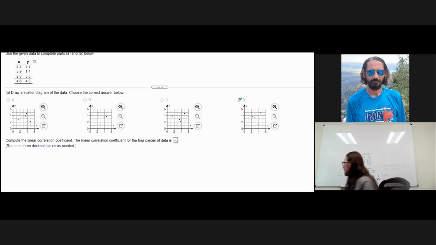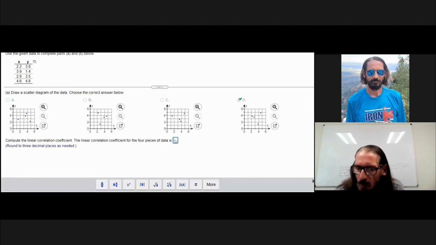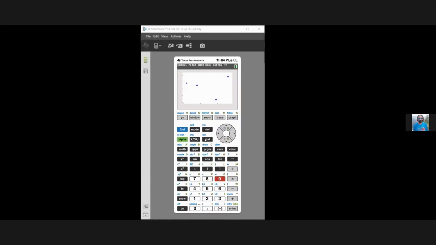Getting the correlation coefficient from the TI-84. Press Stat again. Calc submenu. You want to choose choice 4, LinReg, whatever that's short for. And remember, choose R, not R squared. Rounding that to 3 places, that's going to be 0.030.